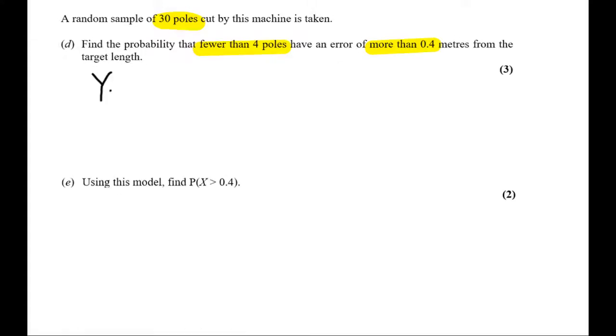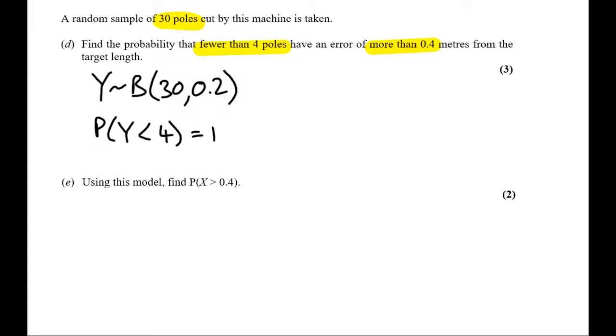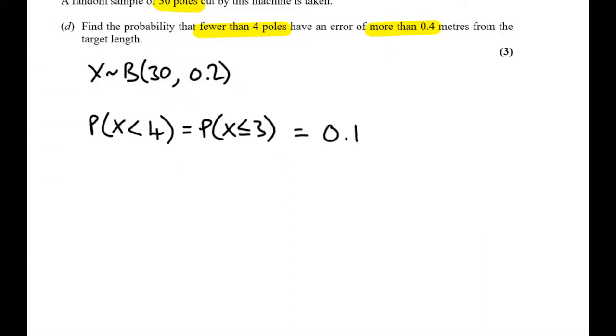So Y will follow a binomial distribution where n equals 30 and p is 0.2. Probability that Y is less than 4 can also be written as the probability that Y is less than or equal to 3, and this should be in our tables. 0.1227. Great.